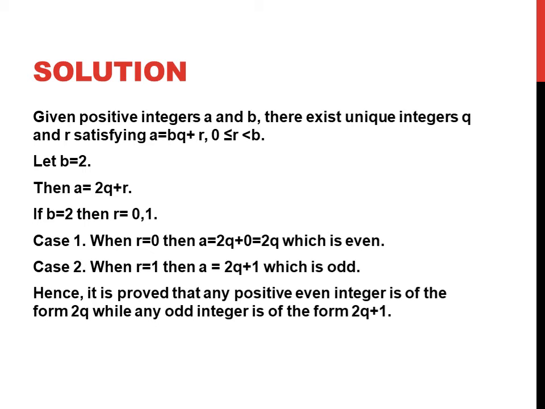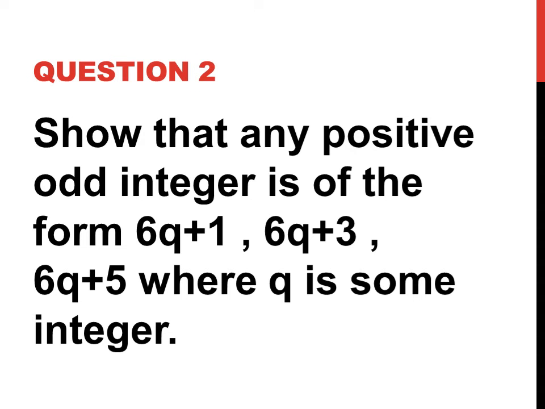Now we will solve the second problem of this type based on the Euclid division lemma. This is the question from our exercise 1.1. It says: show that any positive odd integer is of the form 6q plus 1, 6q plus 3, or 6q plus 5, where q is some integer.